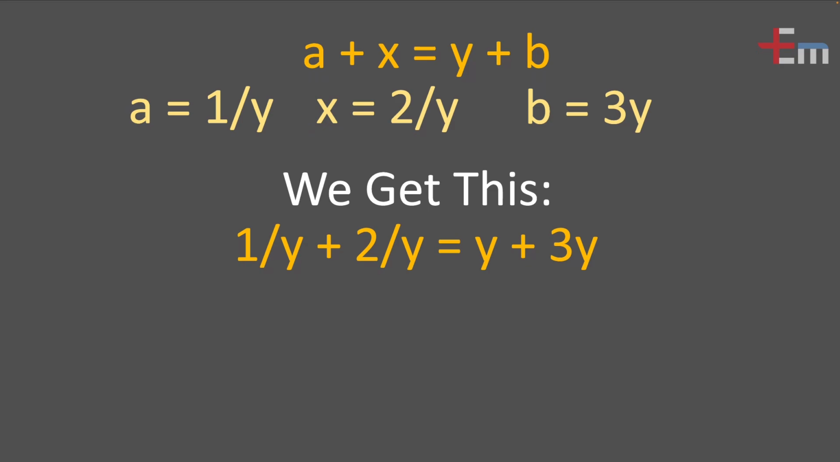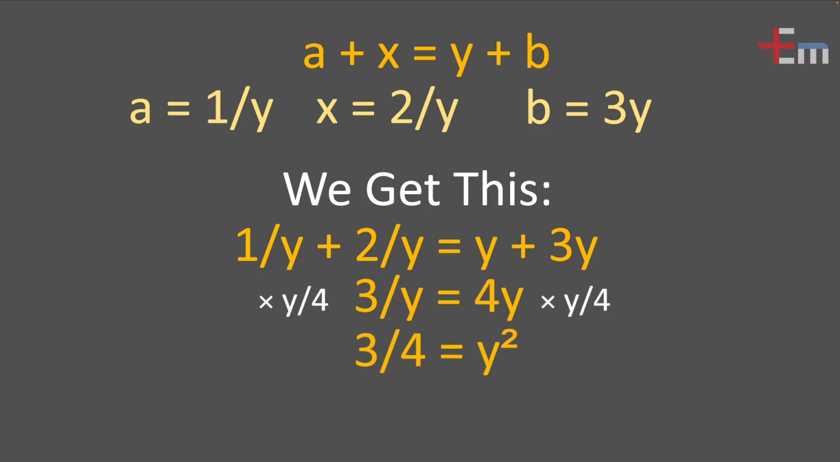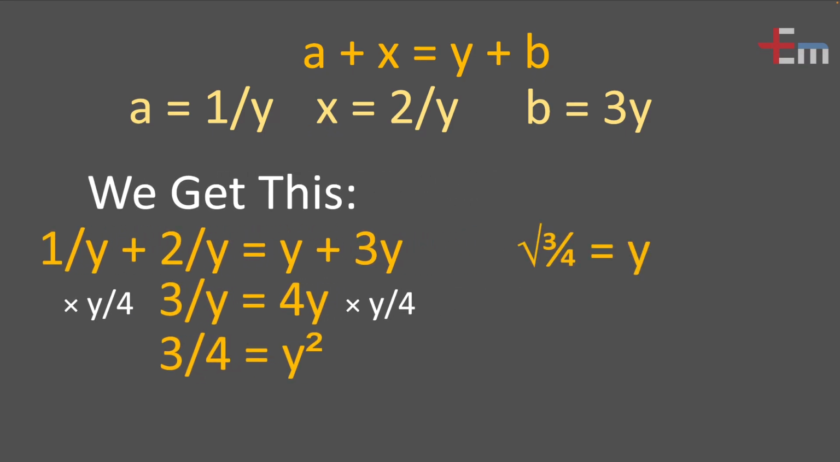Okay, so now we get A equals 1 over Y, X equals 2 over Y, and B equals 3Y. So substituting everything back into A plus X equals Y plus B, we get 1 over Y plus 2 over Y equals Y plus 3Y. Simplifying that gives us 3 over Y equals 4Y. And then multiplying by Y and dividing by 4 and square rooting on both sides gives us Y equals root 3 over 4. And that can be simplified as root 3 over root 4. Well, root 4 is just 2, so it can also be simplified as root 3 over 2.